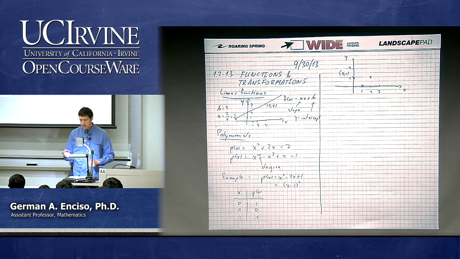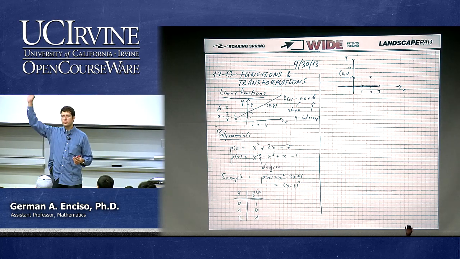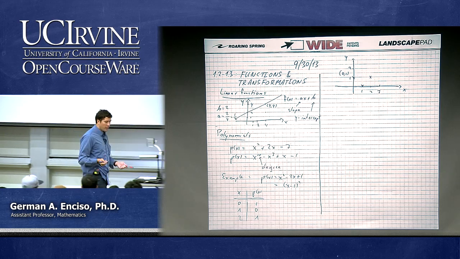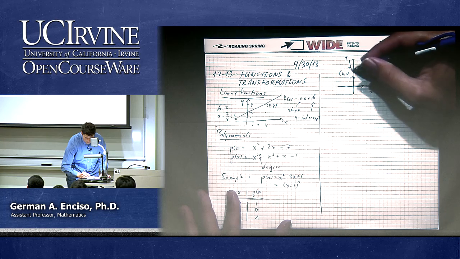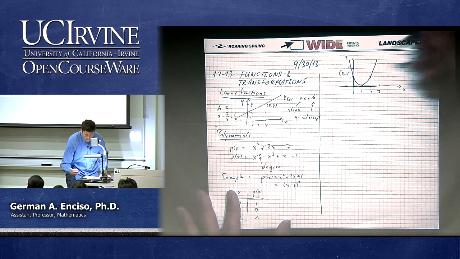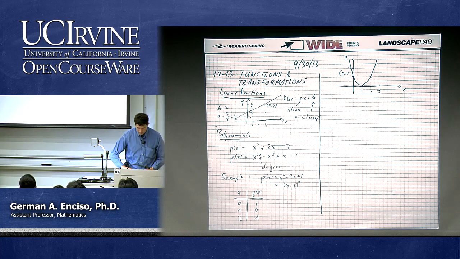So then, once you have enough points, you draw a graph that goes through all the points. Now, there's many different graphs that go through those 3 points. But I also know that because this polynomial is of degree 2, it has to be like a parabola. So I draw a parabola that goes through those 3 points. And that's the graph of my function. There you go.